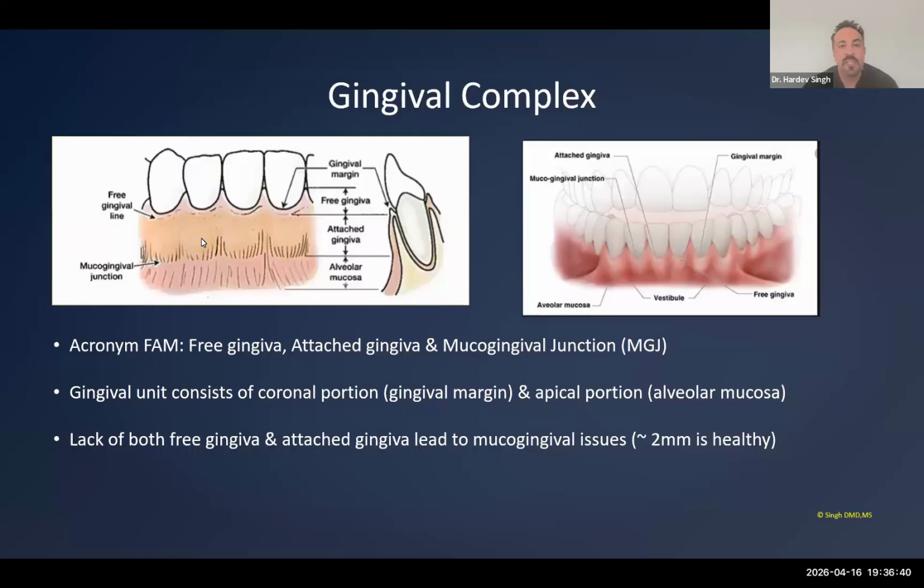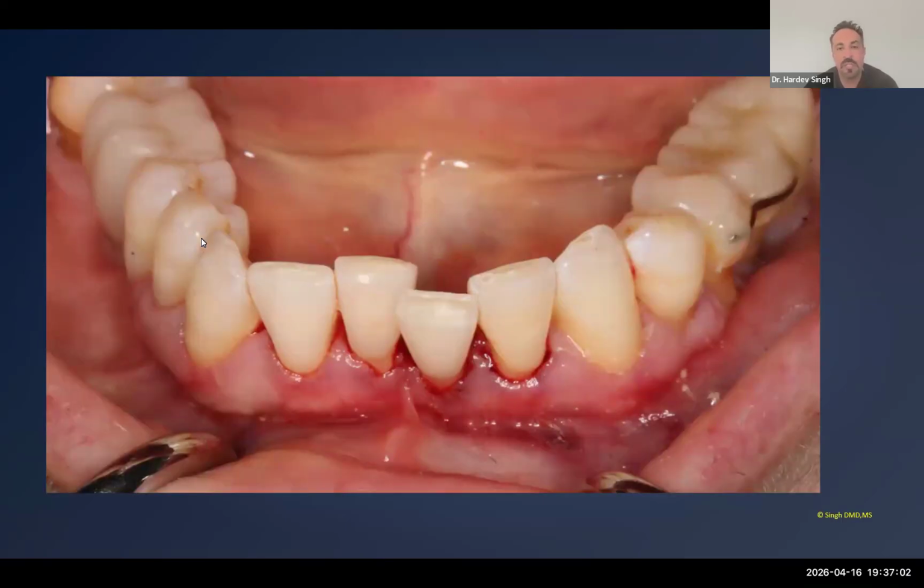There is some controversy in literature saying, well, if a patient can keep it clean, does it really make a difference? That's true. If a patient can keep that area healthy, regardless of how much the numeric value is, that's fine. However, literature has said that 2 millimeters is approximately considered health. Now, in this picture here, this was a patient of mine, and as you know, this patient has no vestibule.